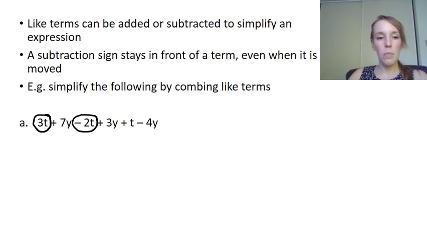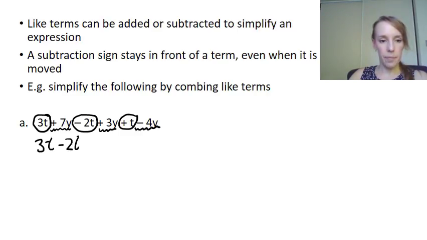Both of those are like terms, and there's another one here which is t, because they're all t, not raised to a power. Our other like terms, I'm going to do a wiggly line underneath. We have 7y, 3y, and take 4y. All of those are like terms because they're all y and they're not being raised to a power. What I would do next is rewrite it so the like terms are together. So 3t take 2t plus t plus 7y plus 3y take 4y.